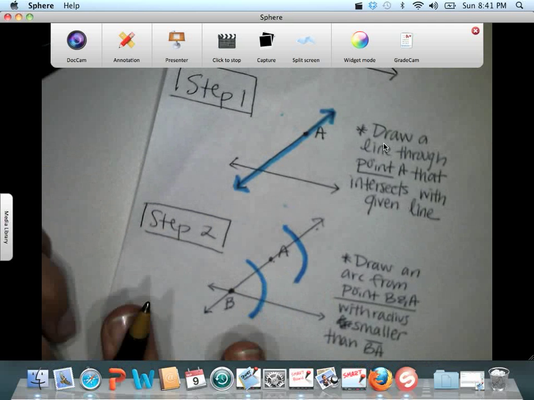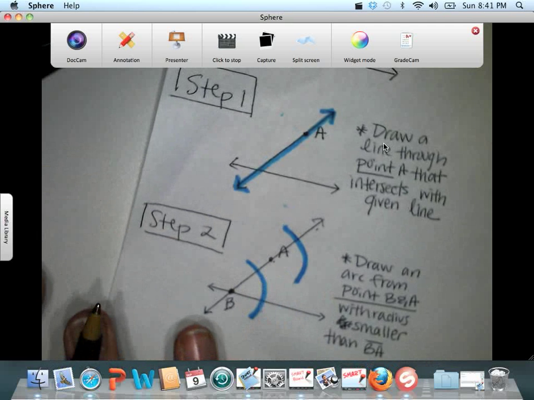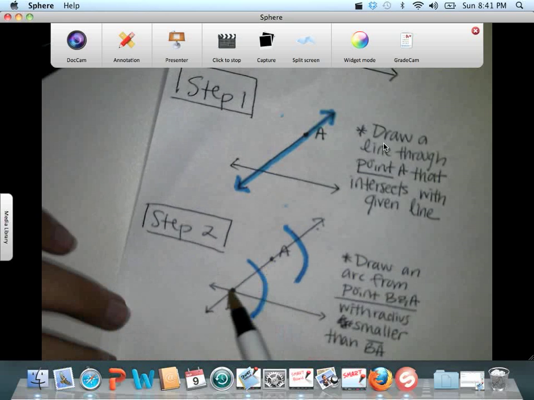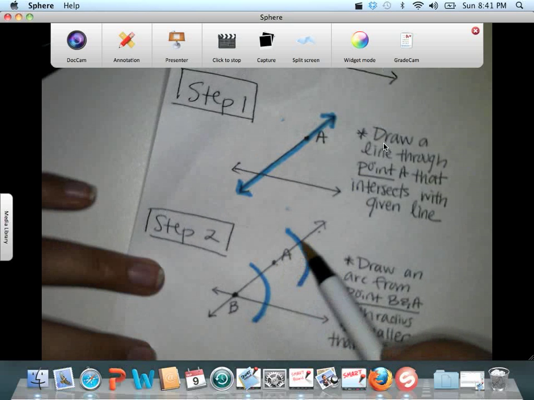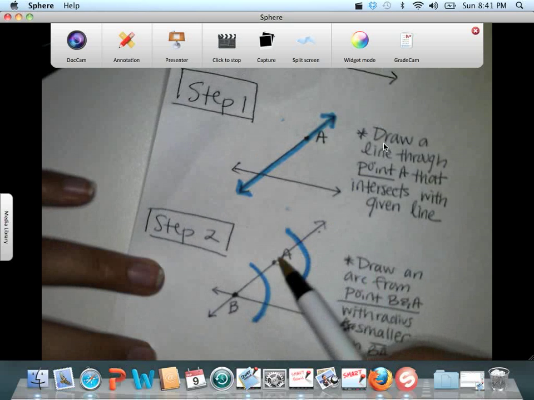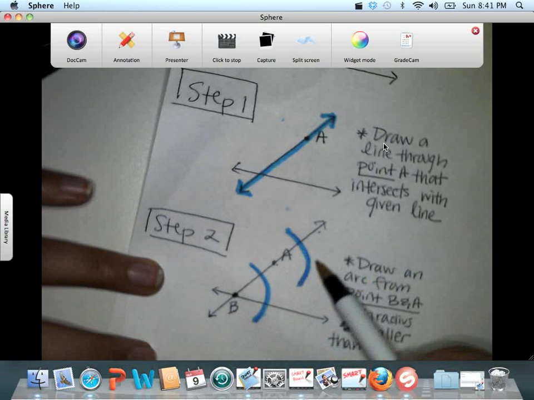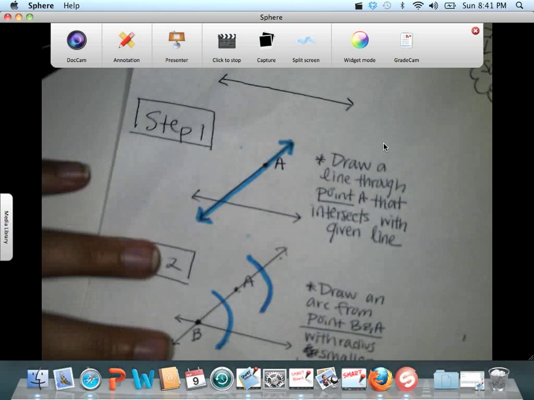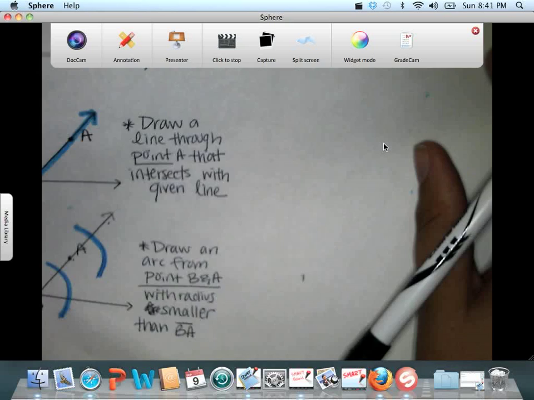Essentially what we're doing starting in step 2 is the construction for copying an angle, right? So remember, in copying an angle, you had an angle, here's your angle, right? And the first thing you did was draw an arc, right? And then you had the line for the new angle, and you did the same arc through that line, okay? Okay, step 3. I'm going to move this thing over.